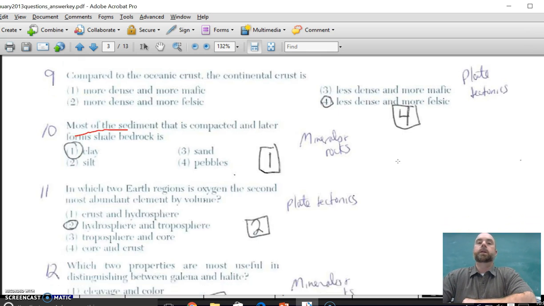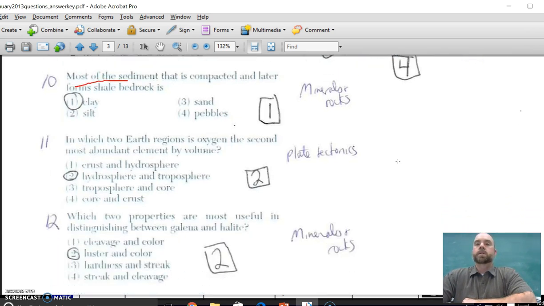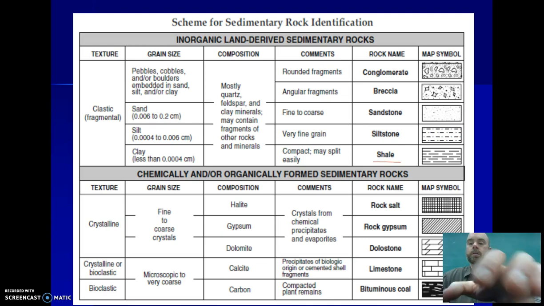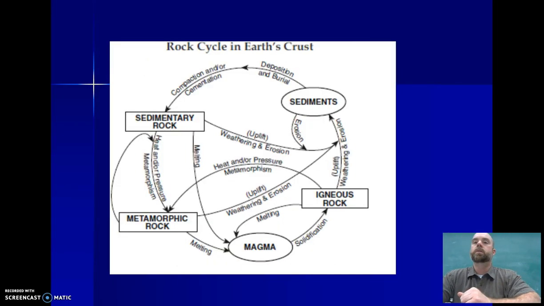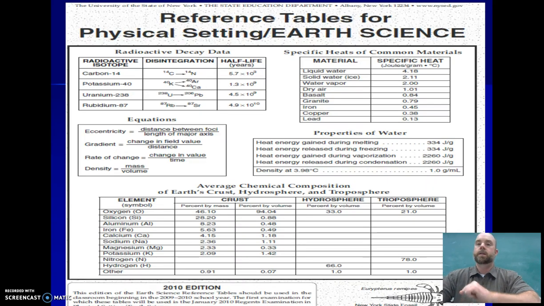Number 11. In which two environments is oxygen the second most abundant element by volume? So when you look here, the important thing to remember is second. I know when we were going over it, I think we mentioned it was the first in some classes. However, we're looking at the second. So in order to do that, we go to the first page, and over here we see the crust.